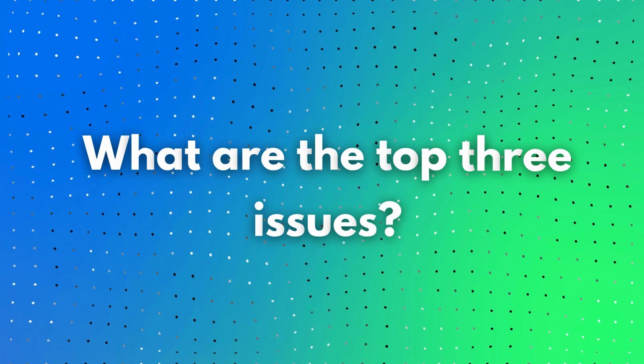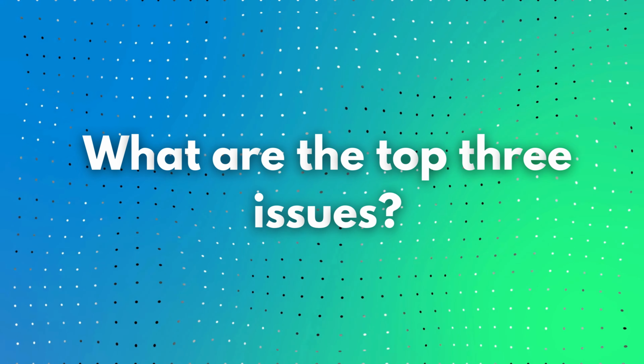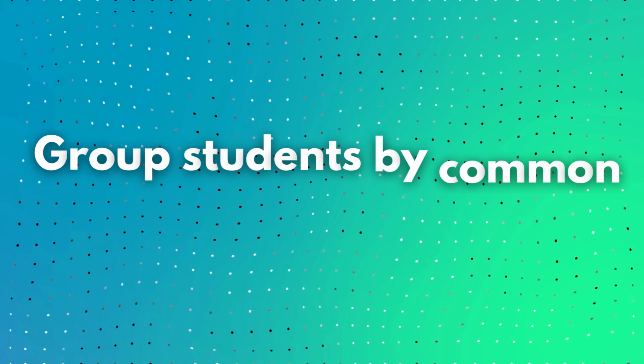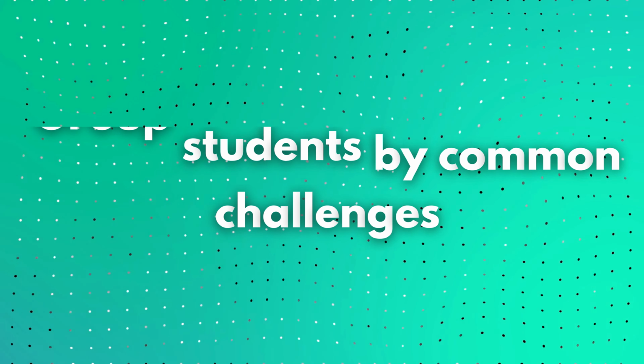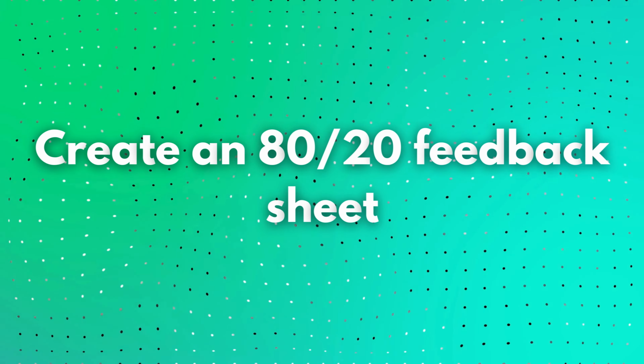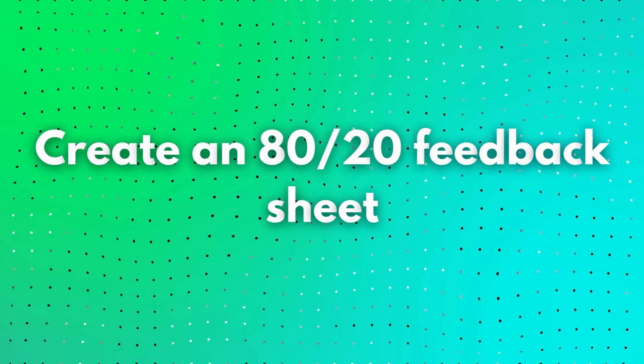Now let's zoom out to your whole class. Upload writing samples and ask ChatGPT to pull out the top 3 issues. You can group students by common challenges or design focused lessons. Go further by creating an 80-20 feedback sheet. What are you doing well? The 20% to focus on, your AI-powered practice plan. I'll link a free prompt template in the description to get you started.